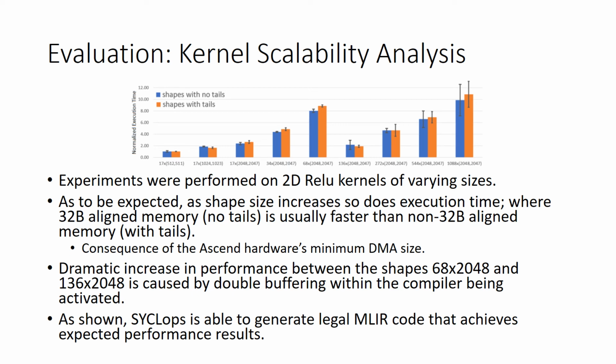The dramatic increase in performance between shapes 68 by 2048 and 136 by 2048 is caused by a double buffering optimization being activated within the compiler. As shown from these experimental results, the MLIR code generated by SYCLops is performing exactly as expected on a real MLIR compiler.